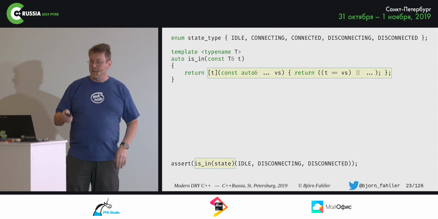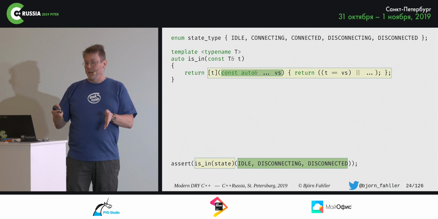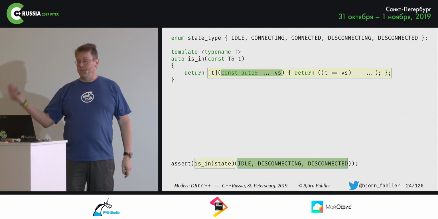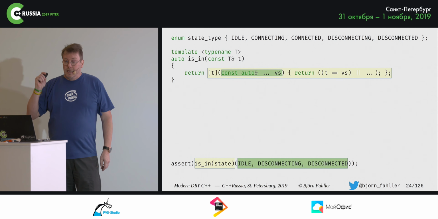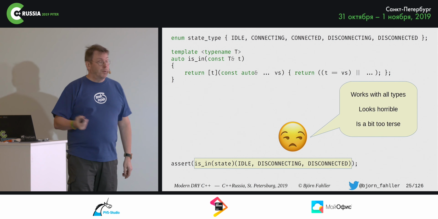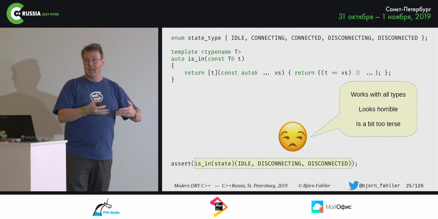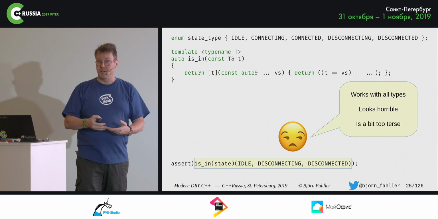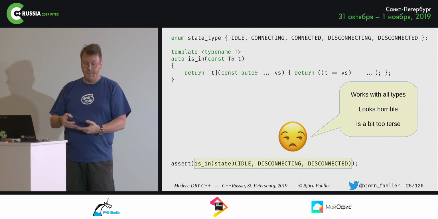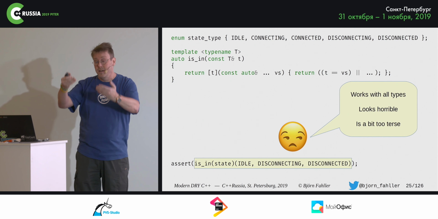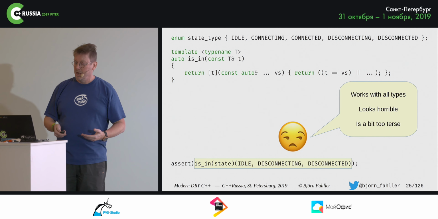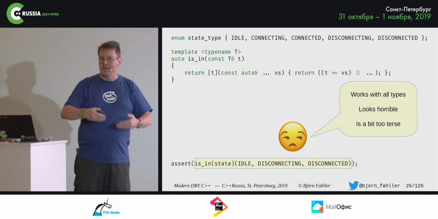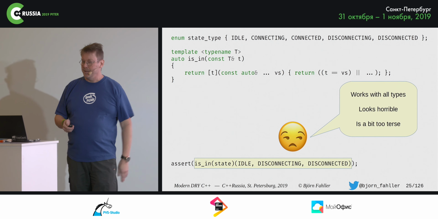So we have is in state, that is this lambda, and then we call it with these parameters, idle, disconnect, and disconnected. Those are the function parameters that gets into the fold expression. This works with all types for which the expression makes sense. So that is good. It looks absolutely horrible because it's too terse. It's missing information. It's failing to convey information to the reader of the code. But I think we're edging our way towards something that is useful. Not quite there yet.